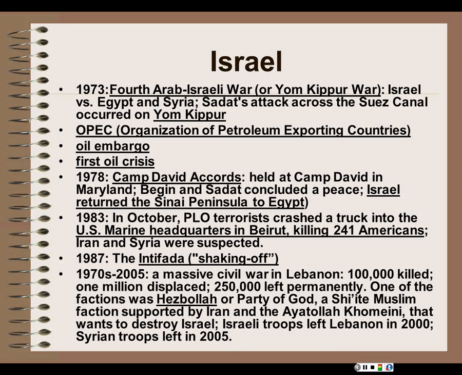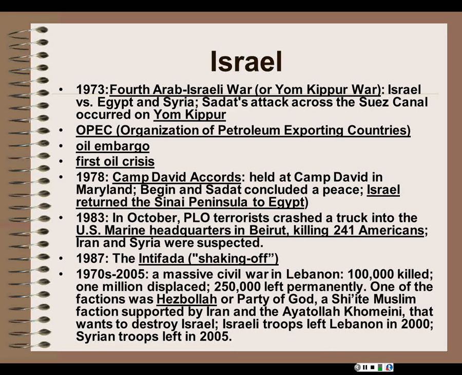If we jump ahead to the presidency of Jimmy Carter, in 1978 at Camp David in Maryland, there occurred the Camp David Accords. There, Menachem Begin of Israel and Anwar Sadat concluded a peace whereby Israel returned the Sinai Peninsula to Egypt. Now, both Anwar Sadat of Egypt and Menachem Begin of Israel were awarded the Nobel Peace Prize that year, and signed another official peace treaty between the two powers, Egypt and Israel, the following year in 1979.